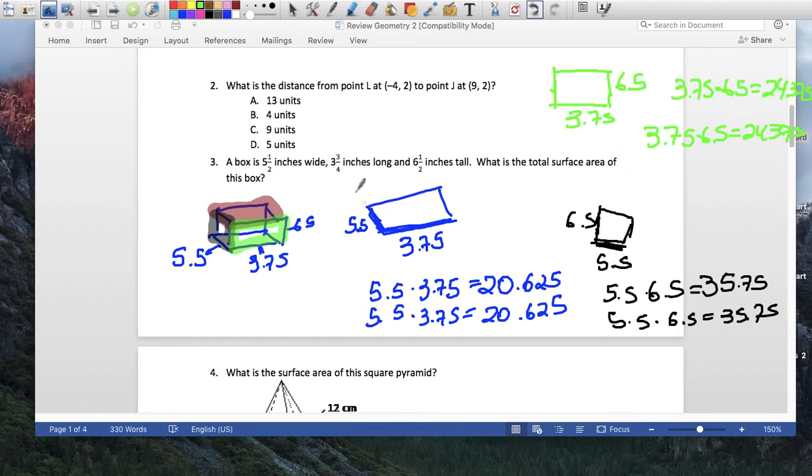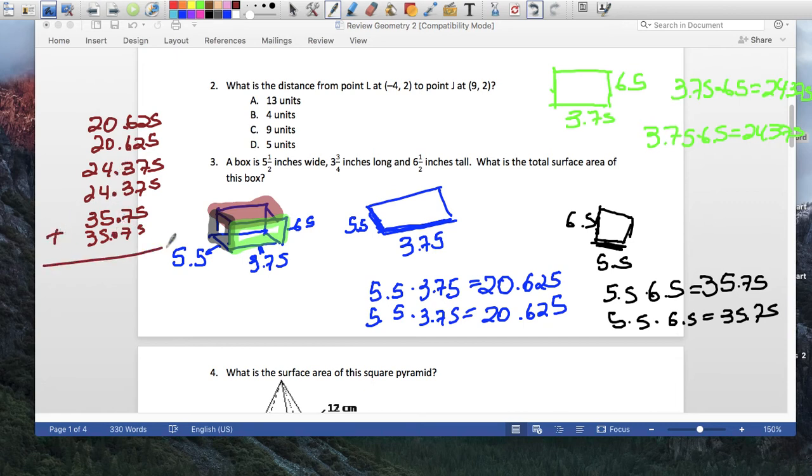And now I have the area of each of the faces, so all I got to do is add them up. So I'm going to add it over here: 20.625, 20.625, 2 times, we have a 24.375, a 24.375, and notice that my decimal is one under the other, and then a 35.75 and a 35.75. Just make sure your decimals are lined up.